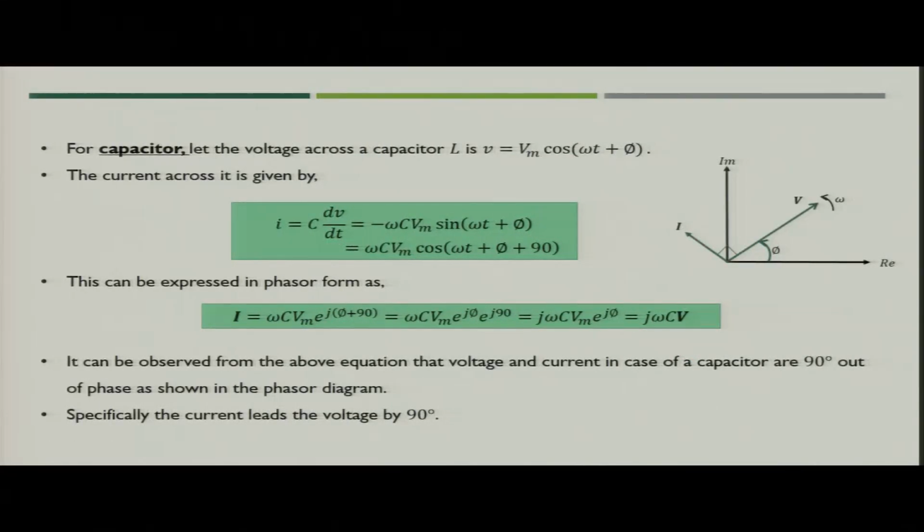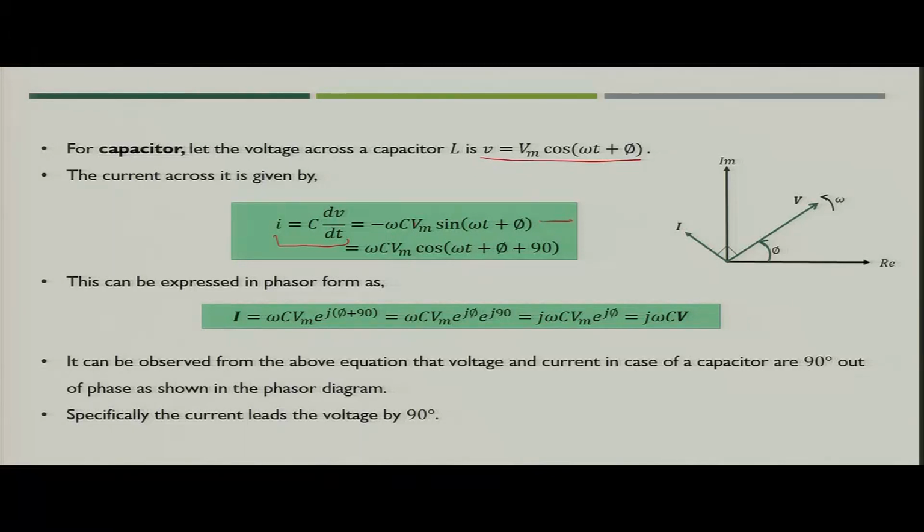Now, let us talk about the capacitor. Suppose the voltage across the capacitor is given as V equals Vm cos(omega t plus phi). Then how will you calculate the current? You will utilize the equation i equals C dV by dt. You simply differentiate the voltage term, and you get current i equals minus omega C Vm sin(omega t plus phi).